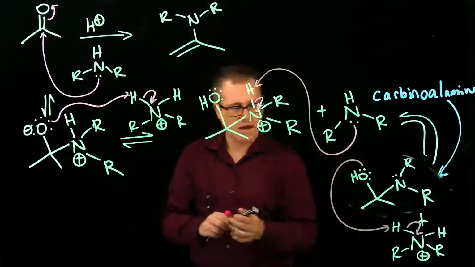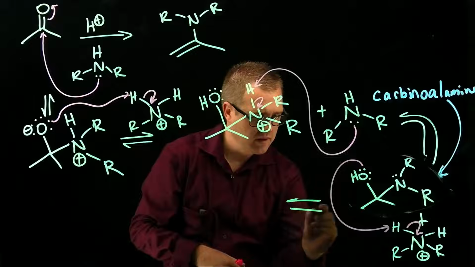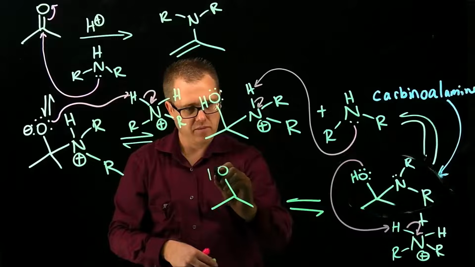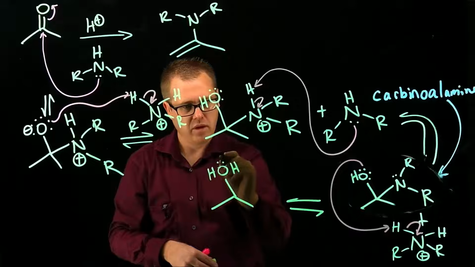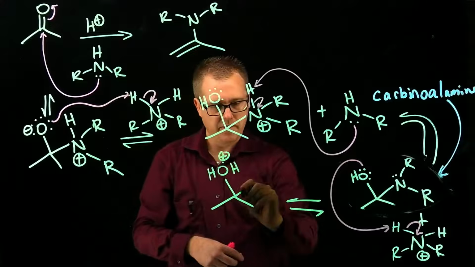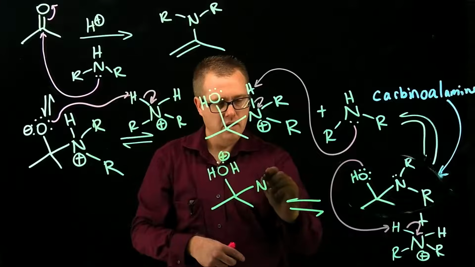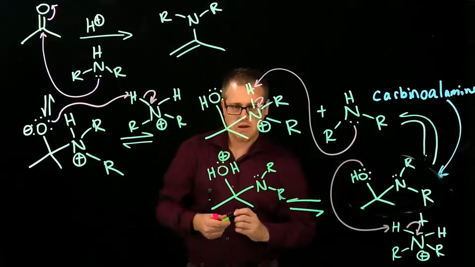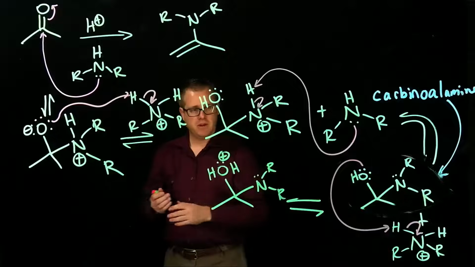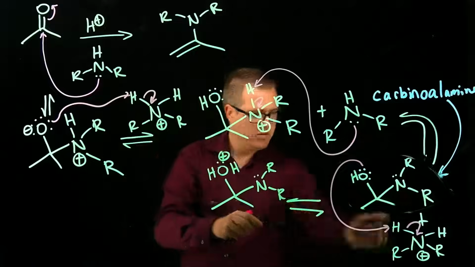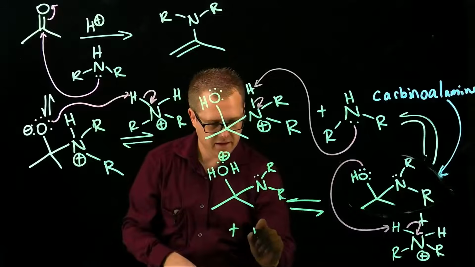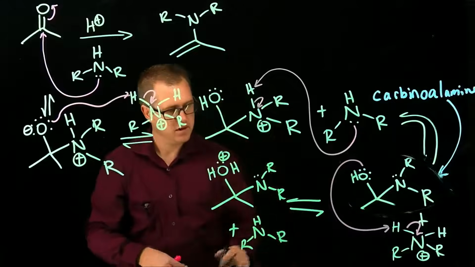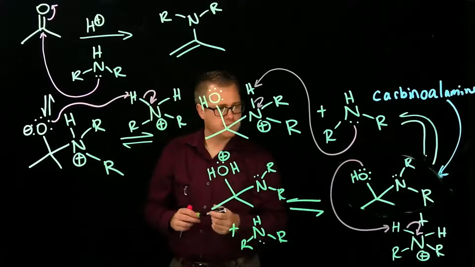And what does that do for us? Well, it converts it into a good leaving group. That's water, right? And R. So now we have a good leaving group, and what else did we have? We generated our base again. We got that back.